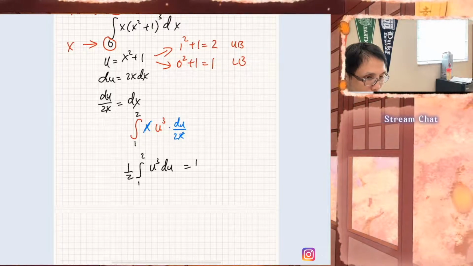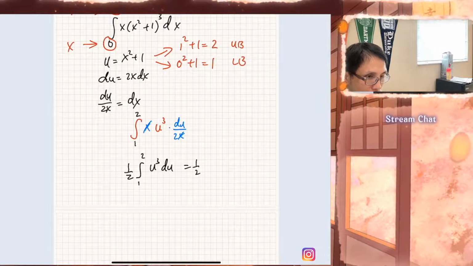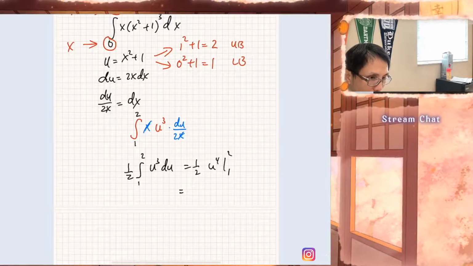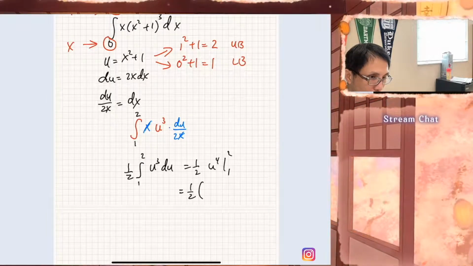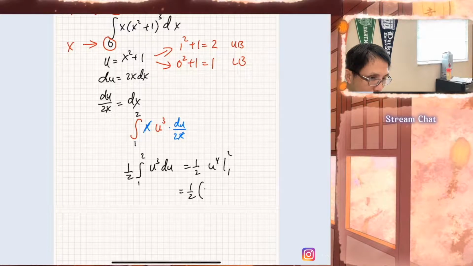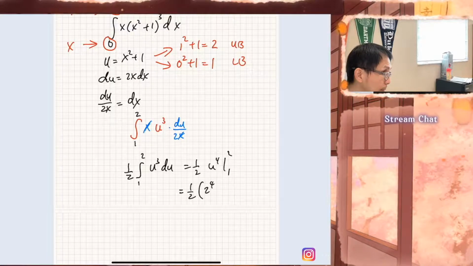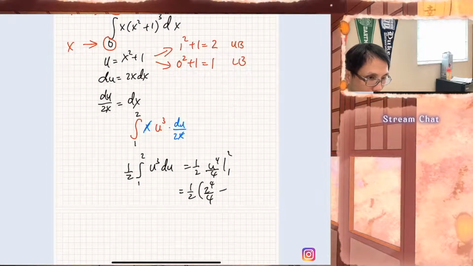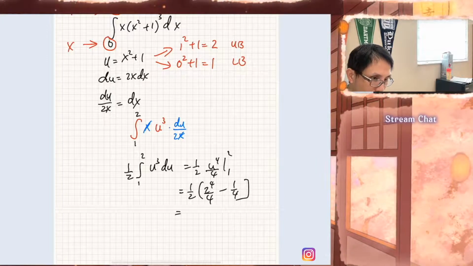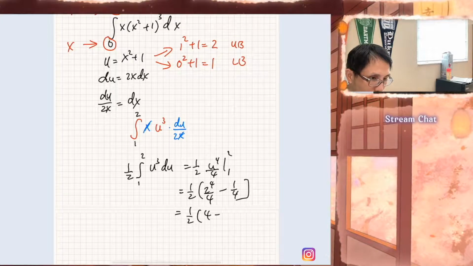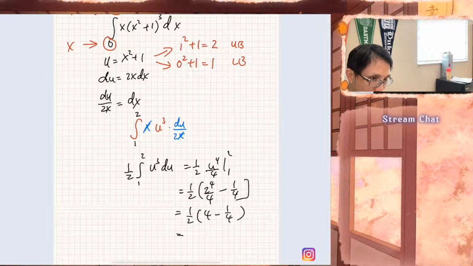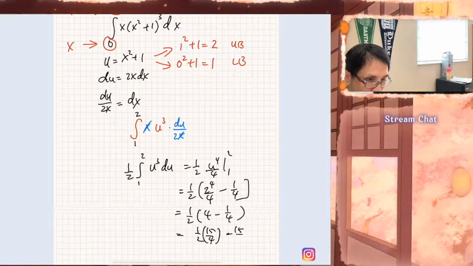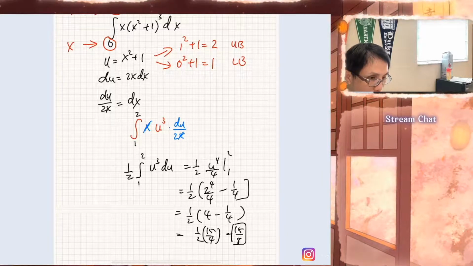And what's even nicer is the 1/2. You're going to do u to the 4th over 4, between 2 and 1. So that's 1/2 times 2 to the 4th power over 4, minus 1 over 4. That's equal to 1/2 times (4 minus 1/4), which is 15 over 4, multiplied by 1/2. So that's 15 over 8, and that's my final answer.